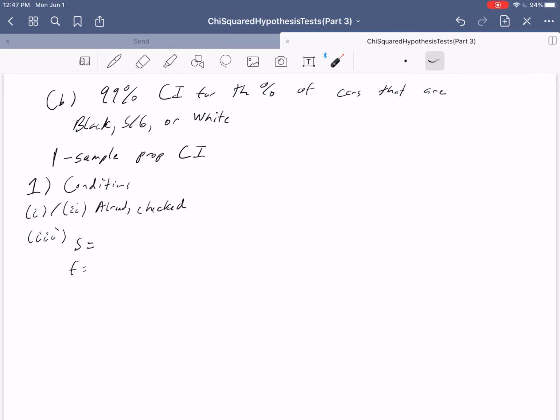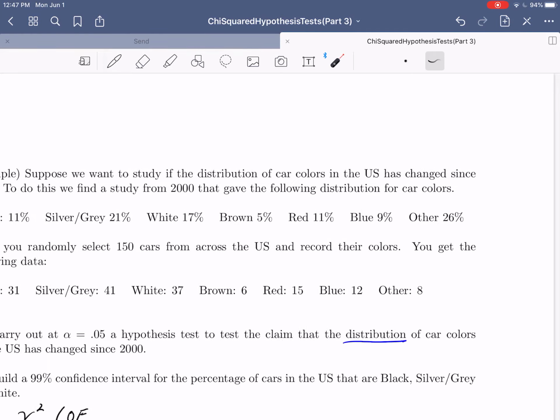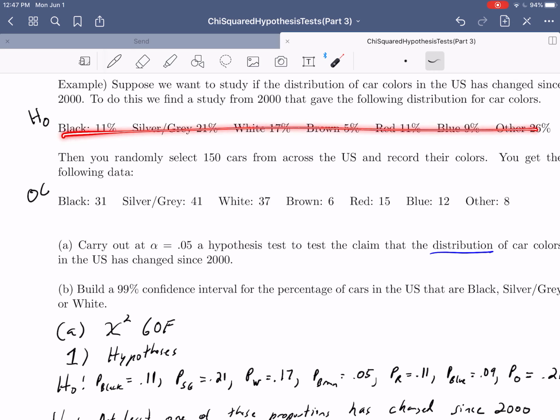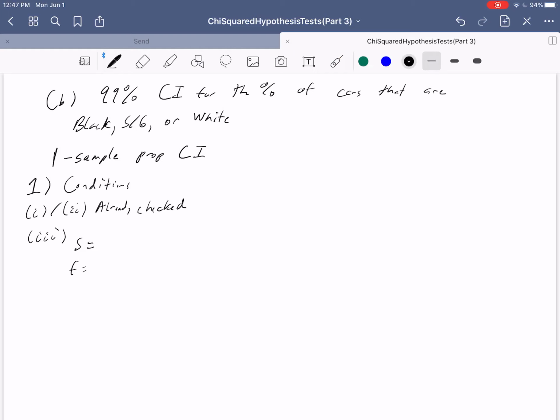Now, what counts as a success here? Well, 3 things count as a success: black, silver or gray, or white. Any cars that were those 3 colors are successes. Anything else were failures. So let's go back and look at our data. So remember, we're not going to be looking at this. We're going to just be looking at the observed counts, our data. So we had 31 black, 41 silver and gray, and 37 white. Putting those together, we had 31 plus 41 plus 37, 109 successes. So our successes here would be 109. That is greater than or equal to 10.